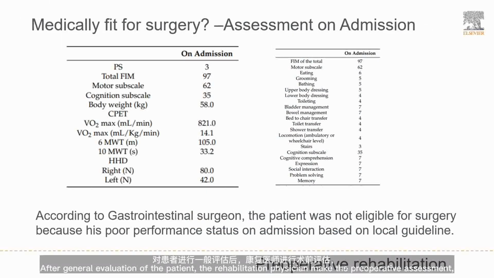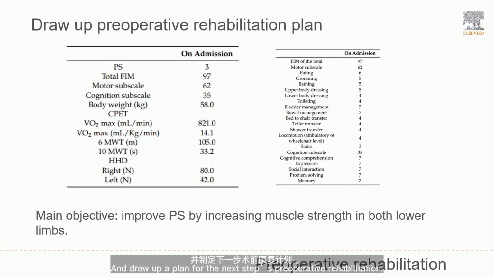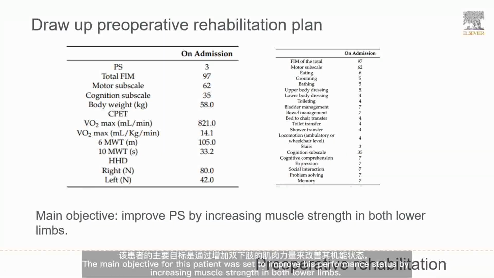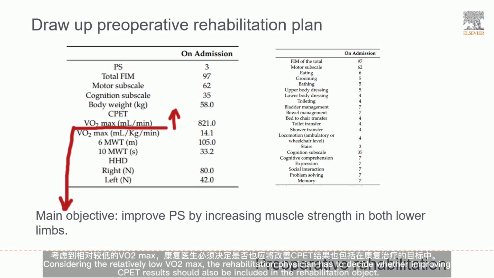After general evaluation of the patient, the rehabilitation physician makes the preoperative assessment and draws up a plan for the next steps of preoperative rehabilitation. The main objective for this patient was set to improve his performance status by increasing muscle strength in both lower limbs. Considering the relatively low VO2 max, the rehabilitation physician has to decide whether improving CPET results should also be included in the rehabilitation objectives.